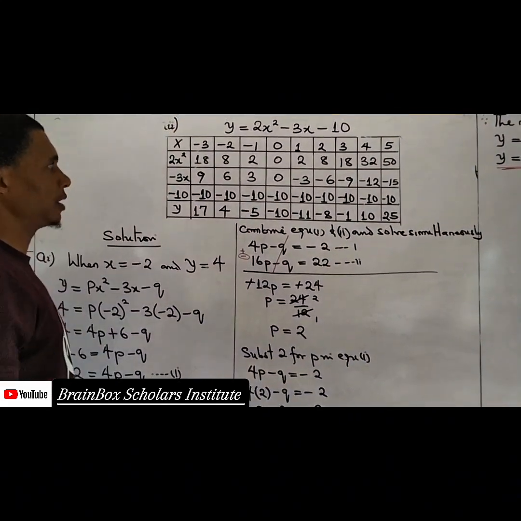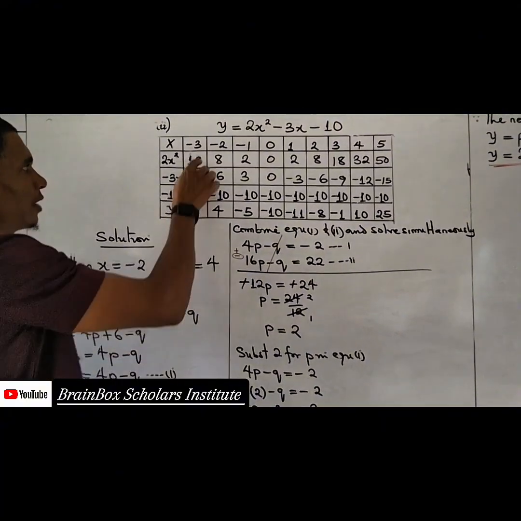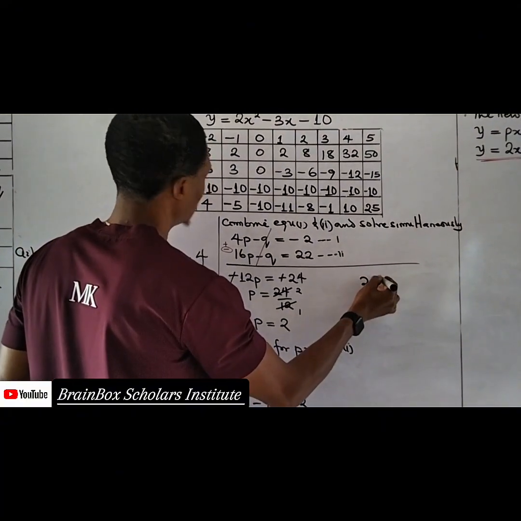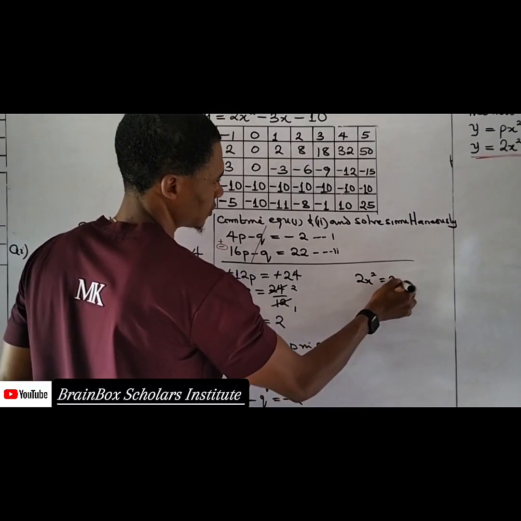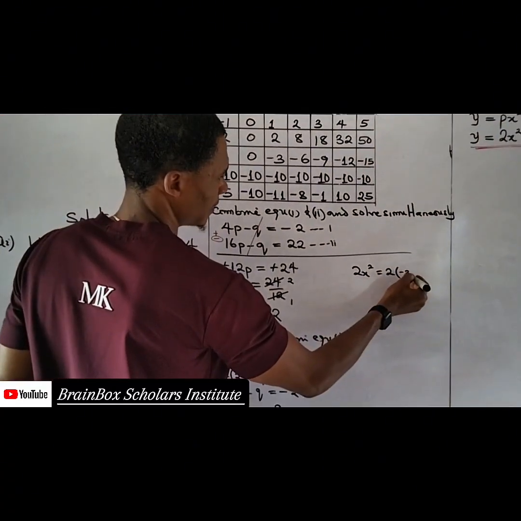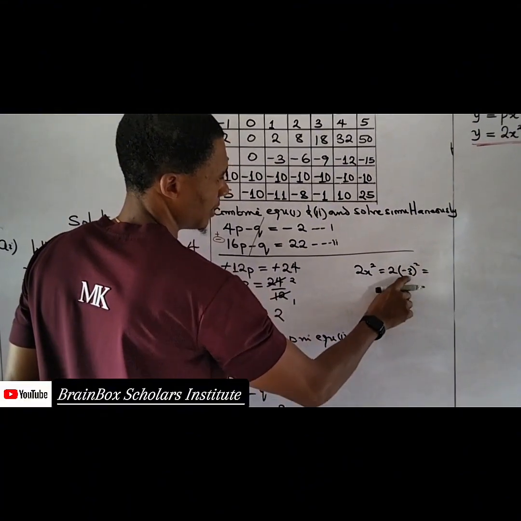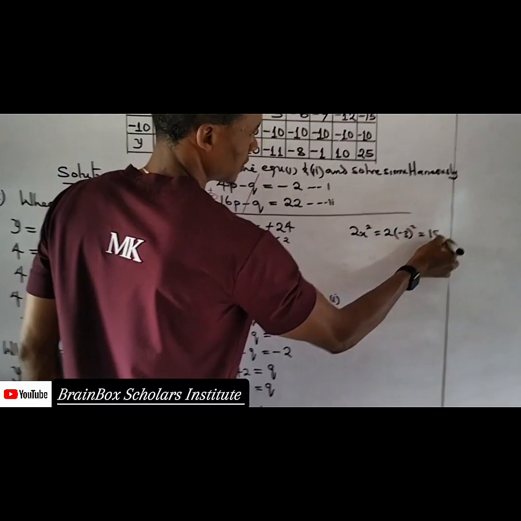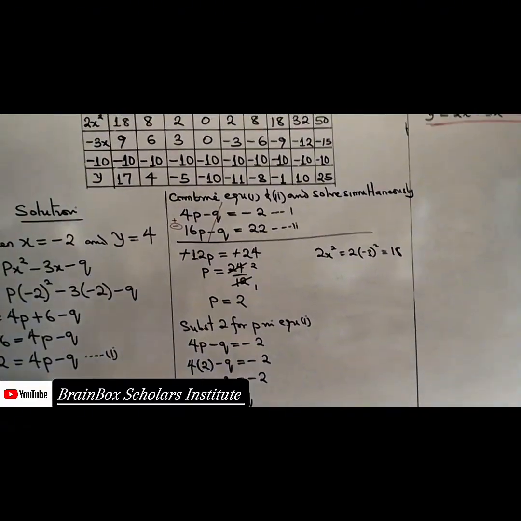Now how are they produced? Okay, watch. If I come here, how do I get 18? I say 2x² is equal to 2 bracket, what is the value of x here? -3. I put -3 here, squared. Now -3 squared is 9. And 2 times 9 is 18. That's how I got 18.